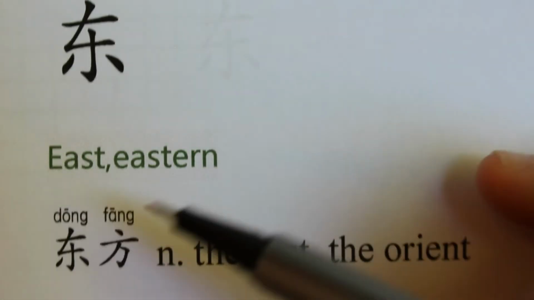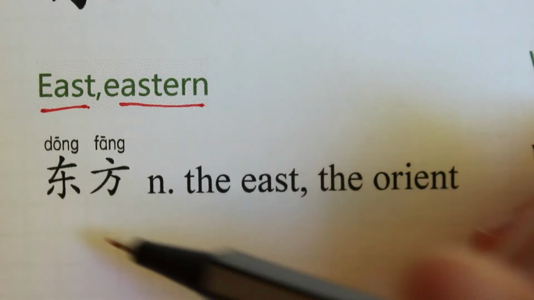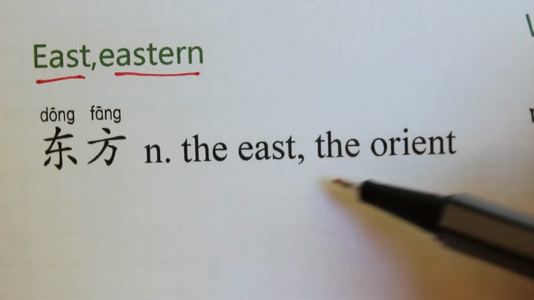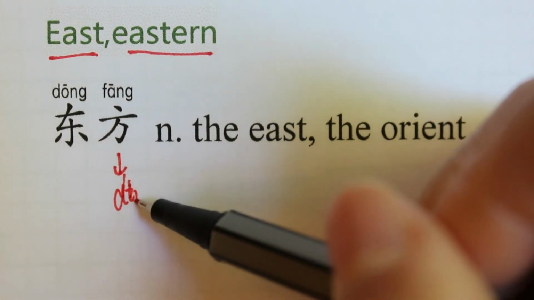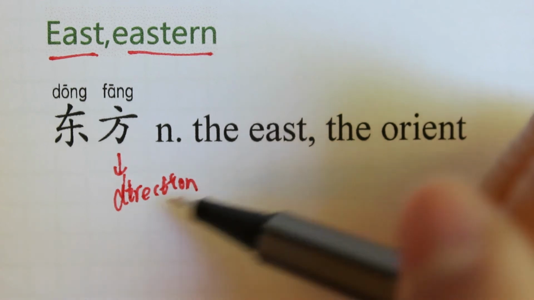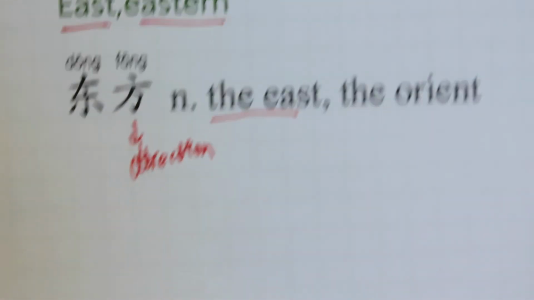And the next one is 东, and it's very simple. It means the east or the eastern. So 东方 means the east, the orient. 方 means the direction. So the east direction, it means the east.